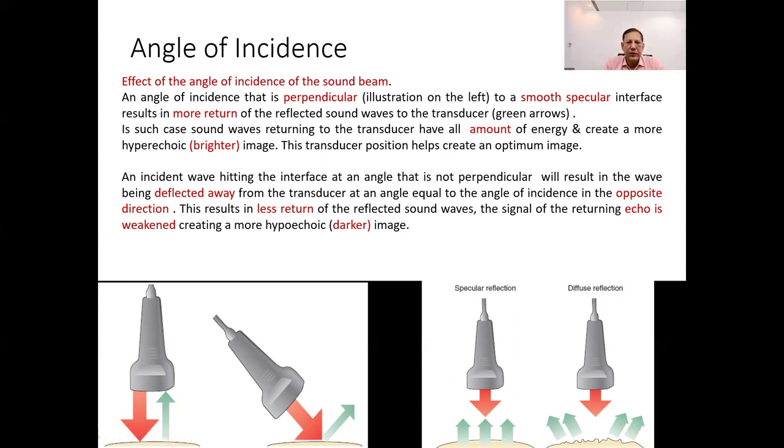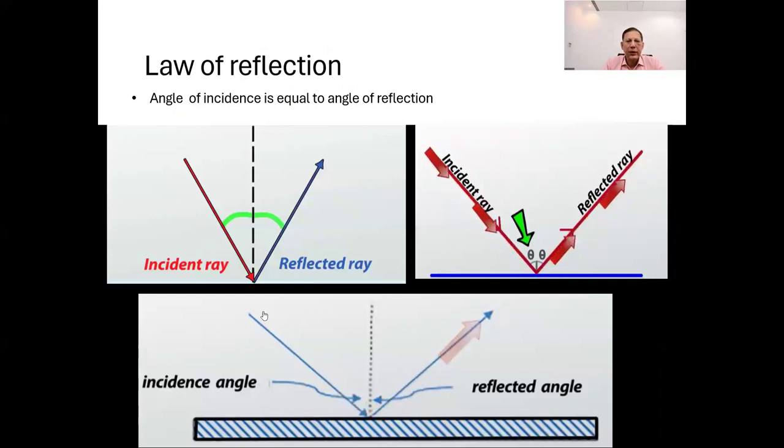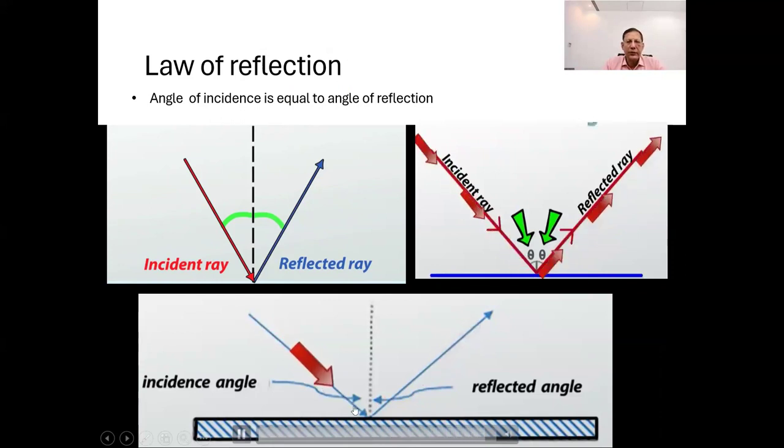Understanding these two types of reflection and angle of incidence helps us make sense of the different echoes we see in ultrasound images. Specular reflection gives us clear, crisp boundaries between tissues, while diffuse reflection contributes to the overall texture and appearance of tissues on the ultrasound image. Law of reflection. According to this law, the angle of incidence, that is the angle at which the waves strike the boundary, is equal to the angle of reflection, that is the angle at which the waves bounce off.